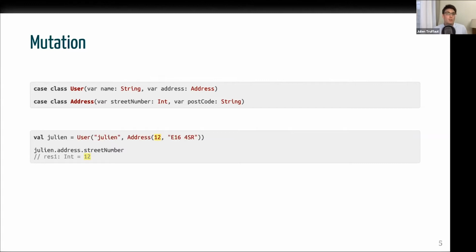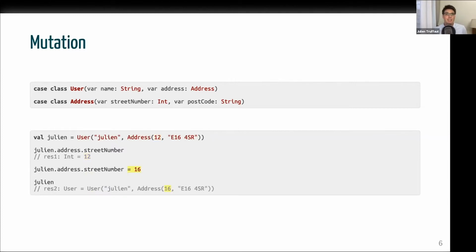Now, the benefit of using variables is that we can update an instance of a case class as easily as we access the data inside it. For instance, we can say julian.address.streetNumber = 16, and this will modify the street number field to 16, as you can see here. So this syntax is very concise and easy to understand. So, this seems to be a great option. So what is the problem?